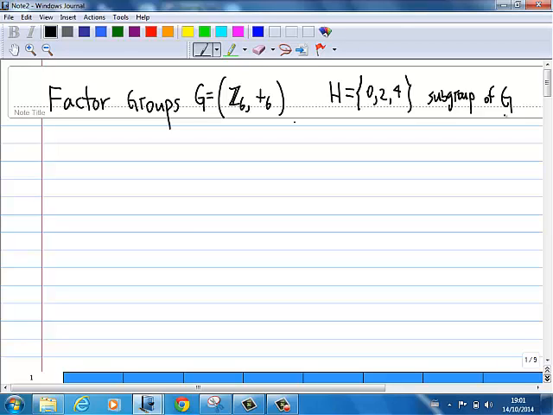Now, since the group operation is addition, I can do addition. So for example, what can I do? I can say 0 plus h. I still get back h again. I can also do 1 plus h. Everything inside h add 1 on the left. So that 1 plus 0 is 1. 1 plus 2 is 3. 1 plus 4 is 5.